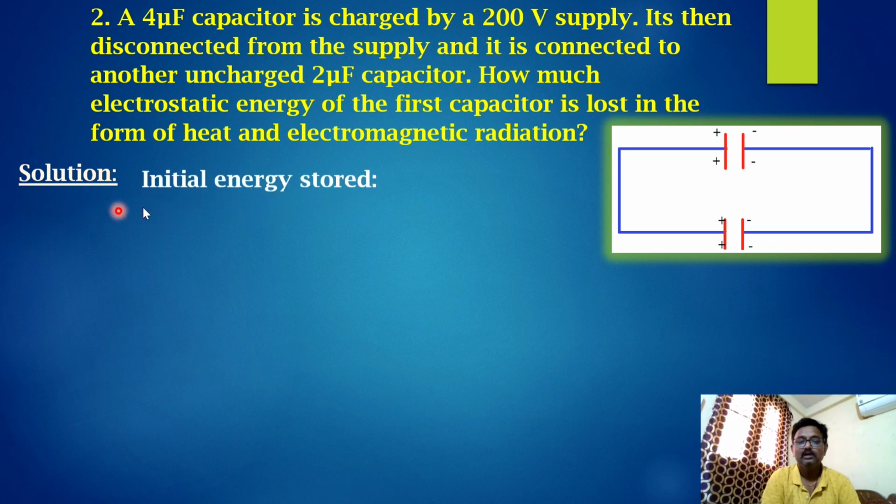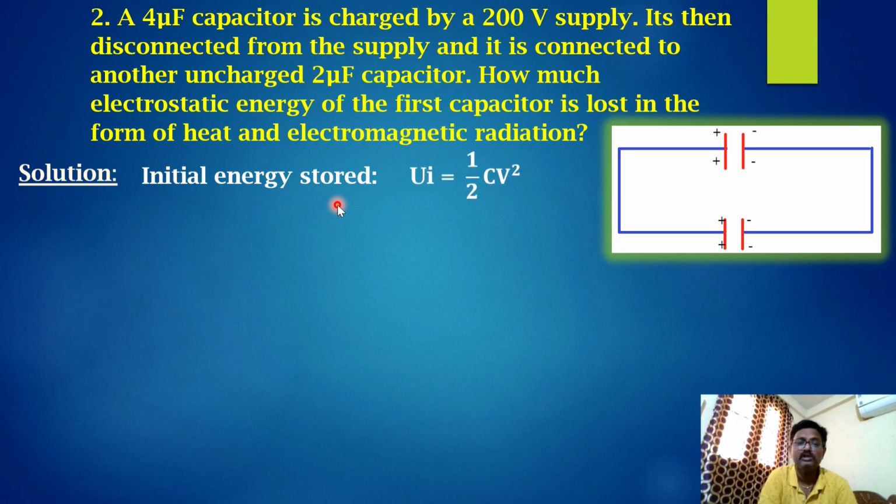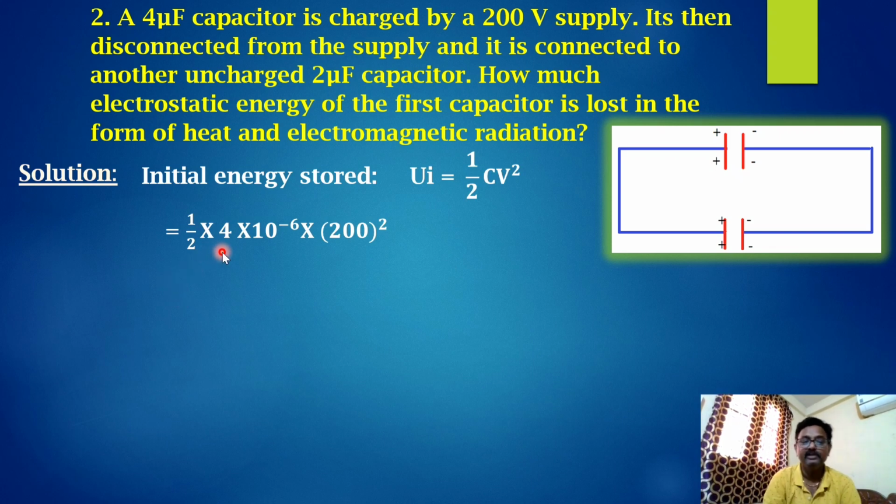Solution. Initial energy stored. See, the initial energy stored in that first capacitor, that is the 4 microfarad, when it is charged by 200 volt, that is U initial equal to half CV square. So half into C, that is 4 microfarad, micro means 10 power minus 6, into V square, that is 200 whole square, equal to 8 into 10 power minus 2 joule. So we got the initial energy stored in that first capacitor, that is 8 into 10 power minus 2 joule.